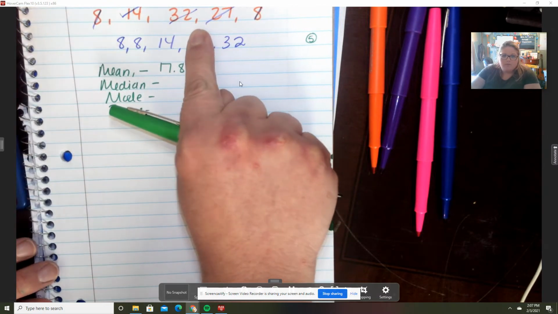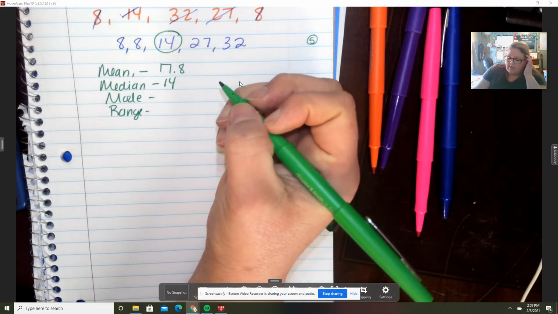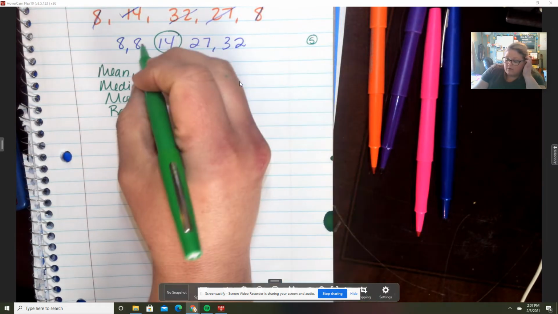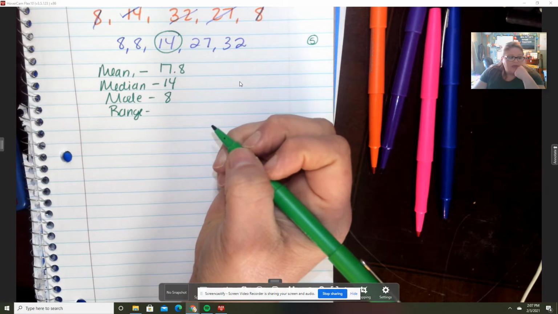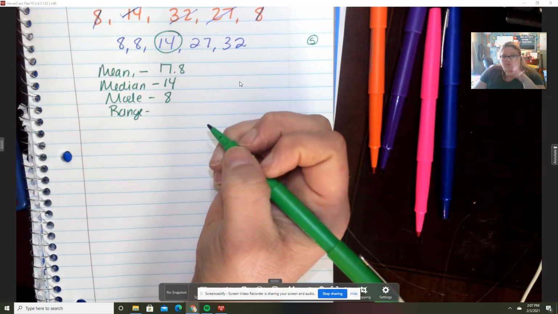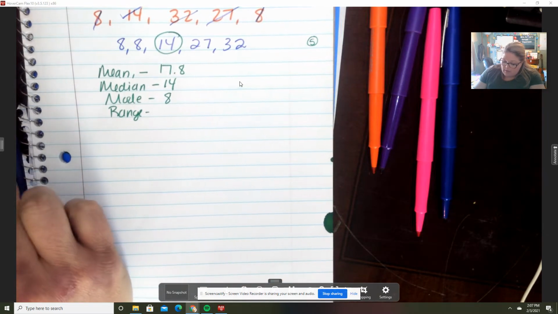The mode is going to be the number that repeats. So the mode is the number that repeats. Mode is the one that appears the most in this set. That would be 11 because there are two 11s. So 11 is going to be our mode. If something happens and you have two numbers that repeat, then you would list both numbers.